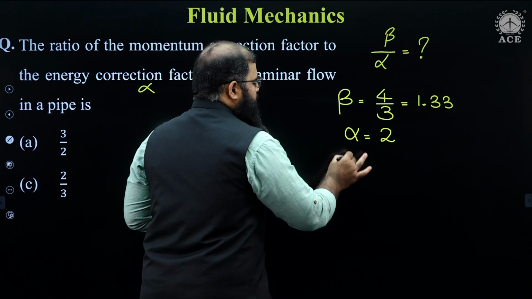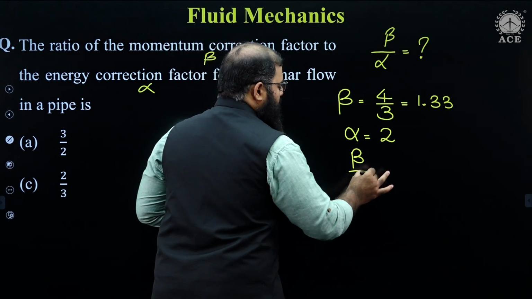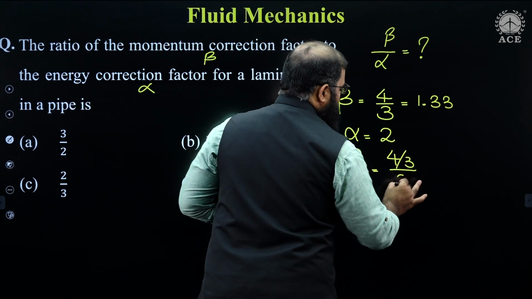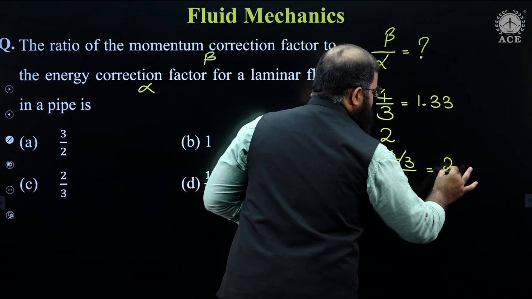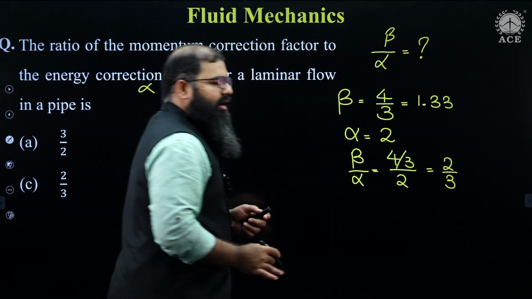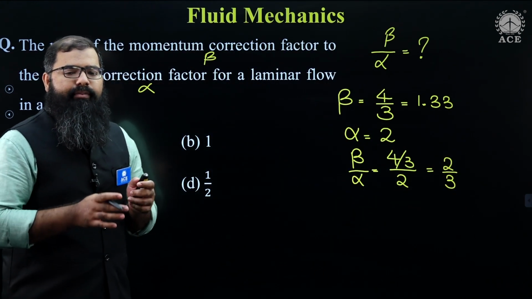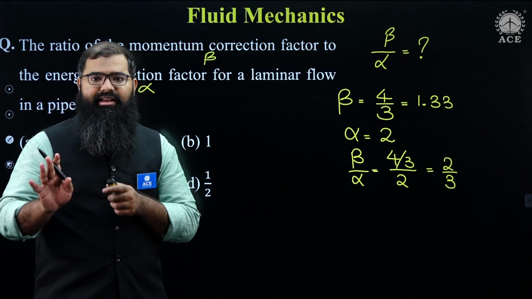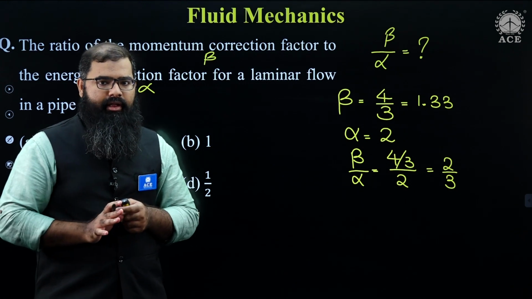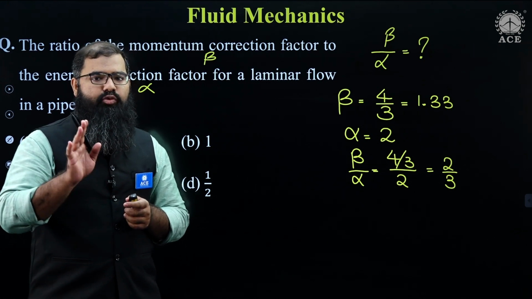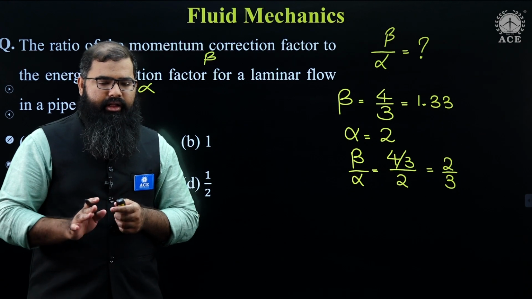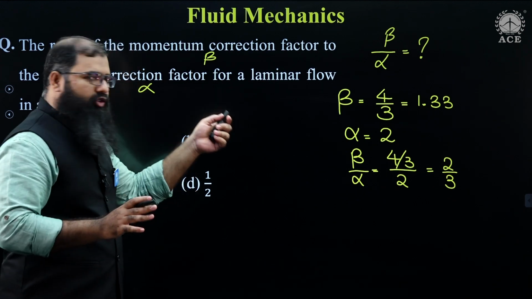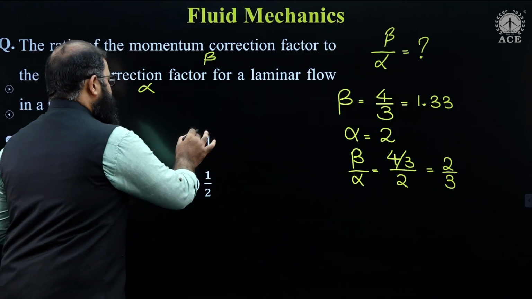If you look at the value of beta upon alpha, that is 4 by 3 divided by 2, you are supposed to get the answer as 2/3. Very interestingly, the value of beta is always less than alpha, except in one case, which is the ideal case, where it is equal to alpha. In every other case, beta is supposed to be less than alpha, right? Therefore, the ratio of beta to alpha is always supposed to be less than 1.